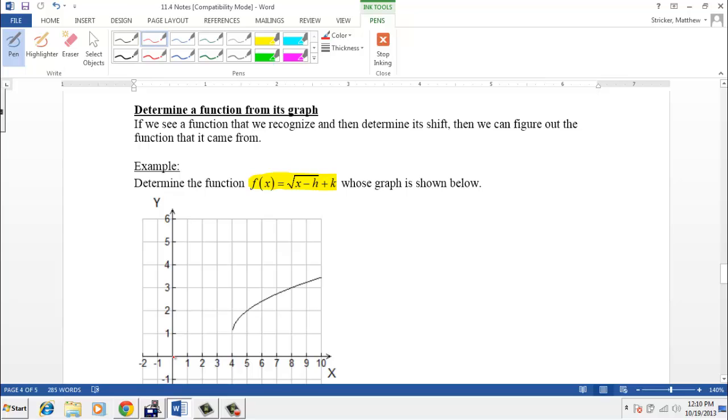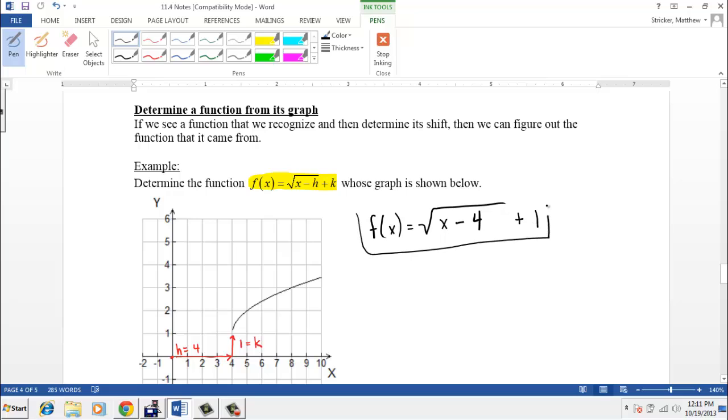Well, this is a shift. Remember, we always start at 0. This is a shift right by 4 and then up by 1. Remember, the right is what determines the number in here next to the x, so h is 4 and k is 1. So it makes our function f of x equals the square root of x minus 4, and we know it's got to be minus because it's moving to the right, so we think opposite. And we have plus k, which is 1.